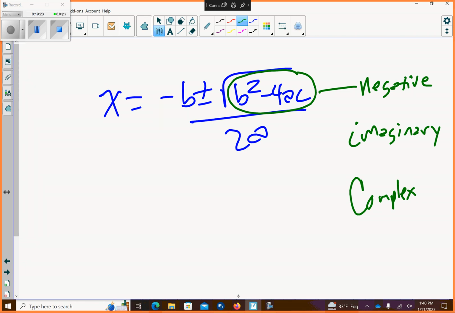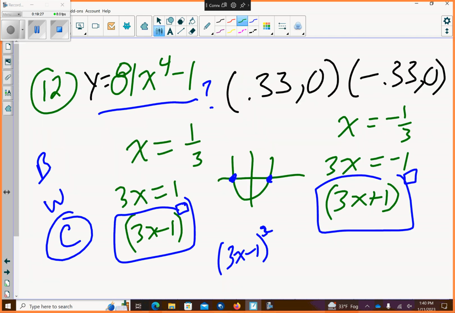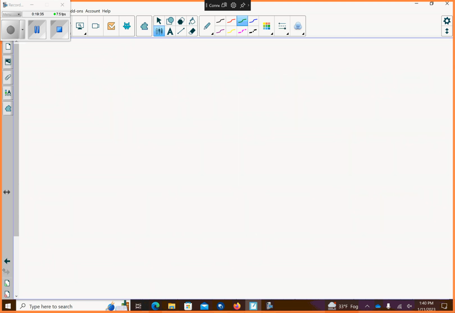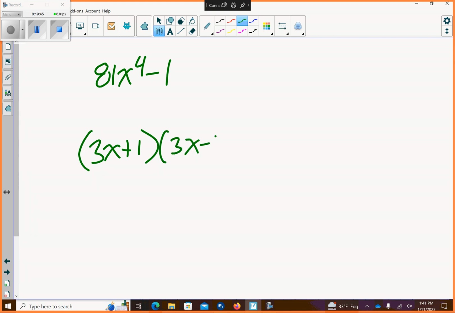So what I feel would be taking place on this last problem, this and this are definitely two of the answers. Okay, so let's write that a little neater. So we have 81x to the 4th minus 1. I definitely know that 3x plus 1 and 3x minus 1 are part of the answer. But there's something more that has to take place.